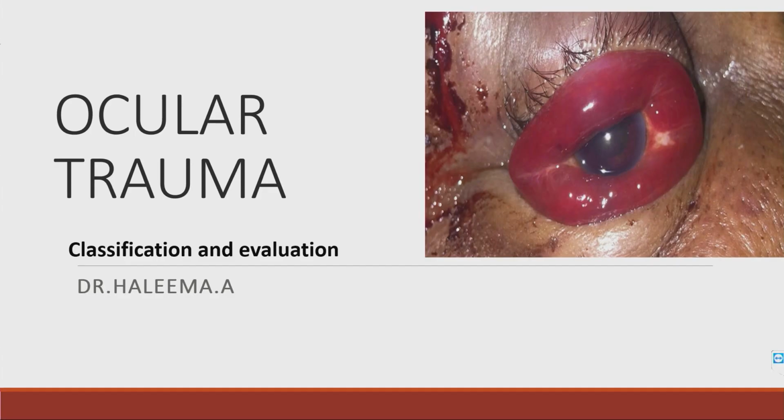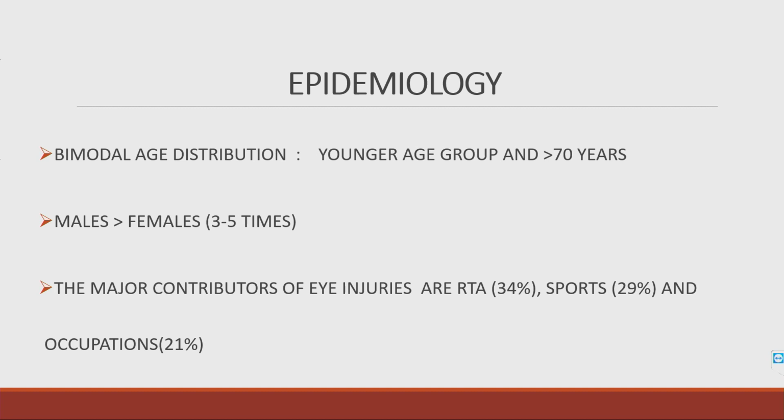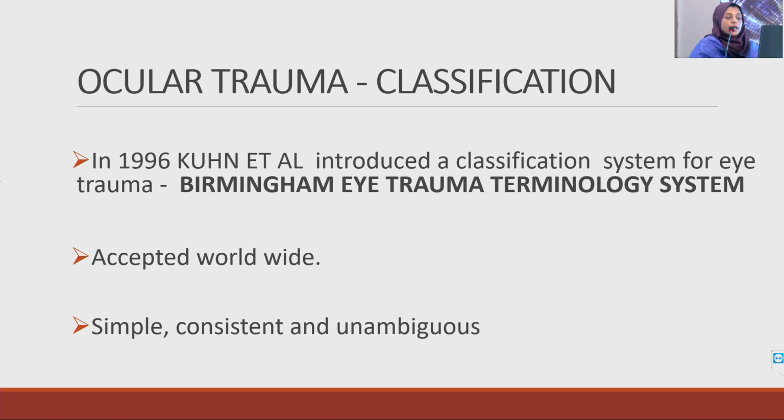Good morning, all. Today I'm going to deal with ocular trauma, its classification and evaluation. Ocular trauma is more common among the younger age group and the elderly above 70 years. The major contributors of ocular trauma are road traffic accidents. Regarding the classification, in 1996, Kuhn et al. introduced a classification system for eye trauma, which is called the Birmingham Eye Trauma Terminology System.